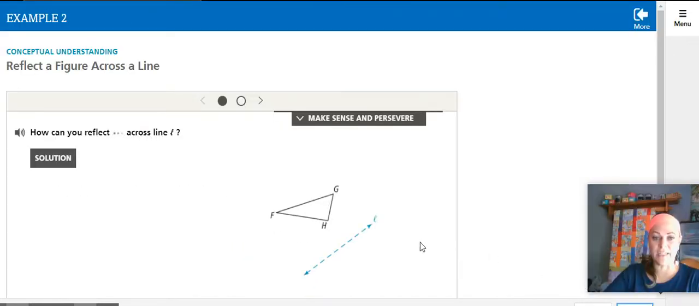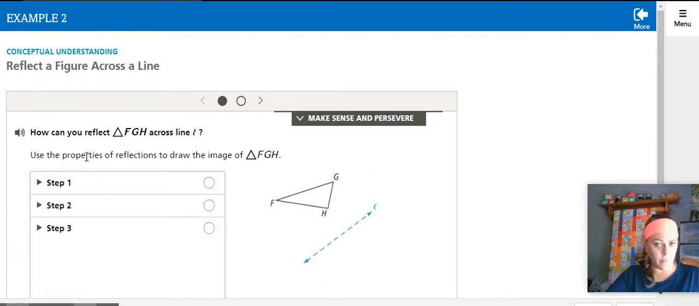So we're going to look at this and actually see how to do this. And I love these steps because it tells you what to do step by step, and then you're going to have to do it. So how can you reflect this triangle across line L? We're going to walk through this each time, and I'm going to hope this helps.